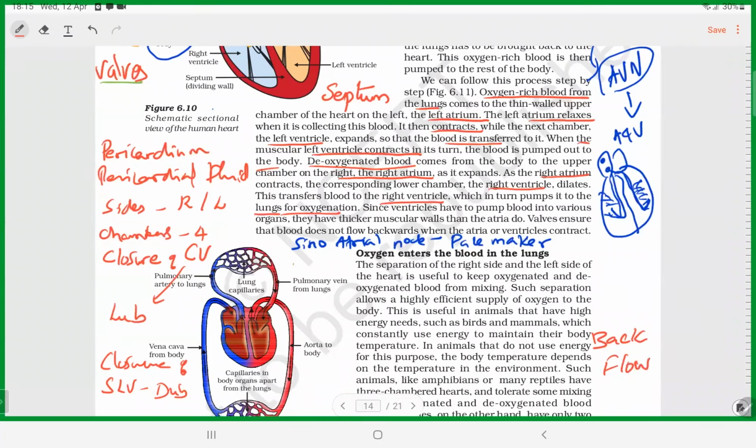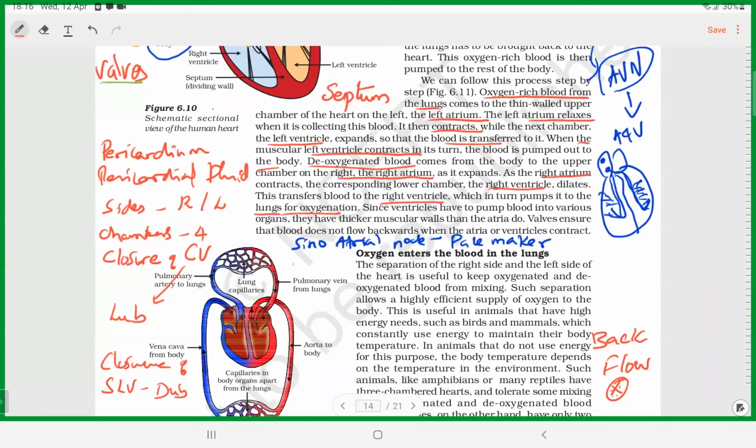Okay. So backflow is prevented by what? Closure of cuspid valves. Okay. Backflow is dangerous. And then after ventricular contraction, what will close? Semilunar valves will close. After ventricular contraction, semilunar valve will close. That produces dub sound. Okay. So the dub sound, one heartbeat. Okay. Contraction and relaxation occurs.